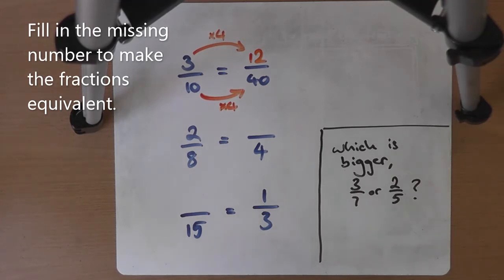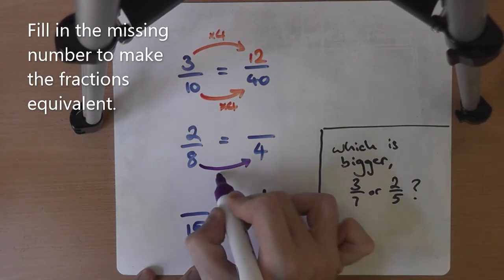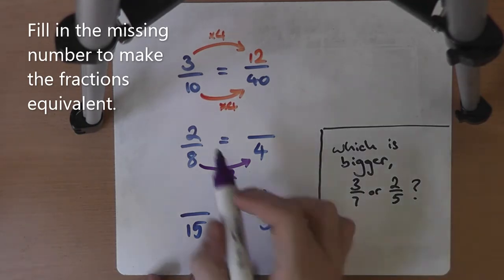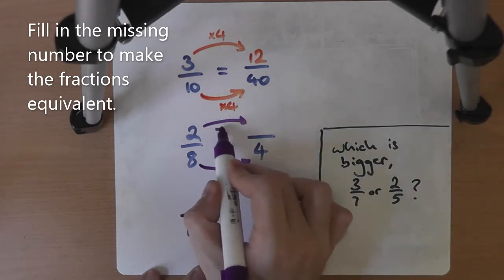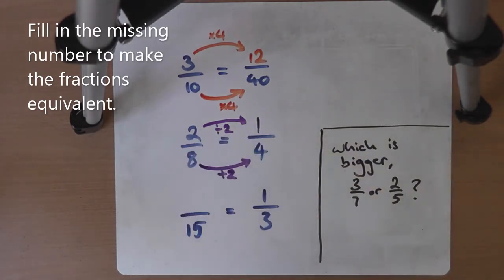Second one then, 2 out of 8 and something out of 4. So we start with the complete one again. We're going to go from the 8 to the 4. And what have we done to 8 to get to 4? We have divided by 2. As again, we can divide when we are doing these as well. If we've divided by 2 on the bottom, we've got to make sure that we divide by 2 on the top. We're going to do 2 divided by 2, and we're going to get 1. And 2 out of 8 is equivalent to 1 out of 4.